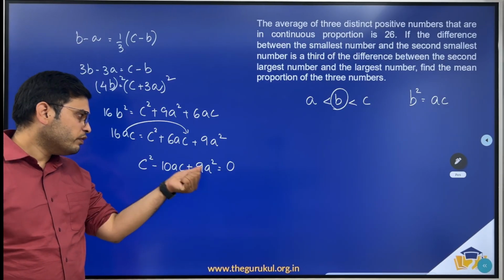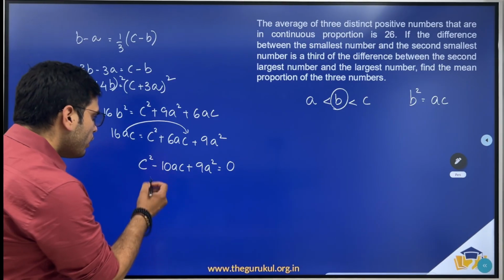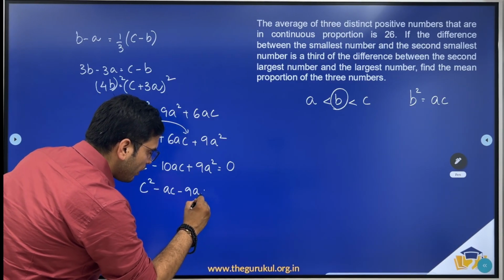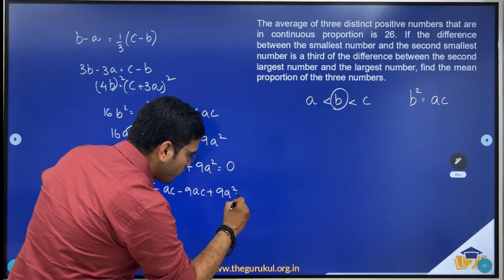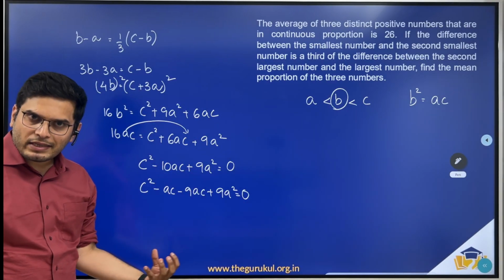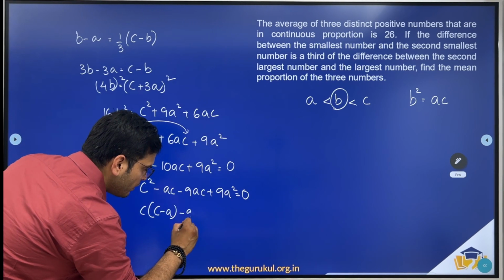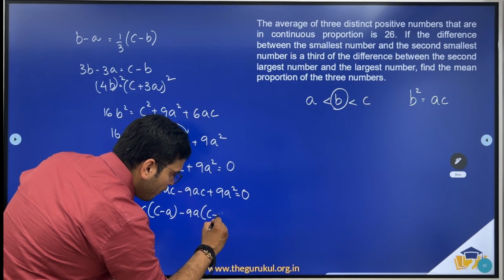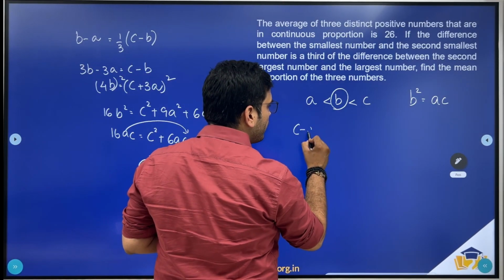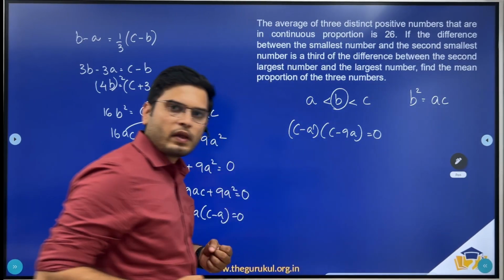Now what is the product of these two? 9A square C square, and the sum should be minus 10AC. So this is nothing but C square minus AC minus 9AC plus 9A square is equal to 0. This is a quadratic equation, right? So I am just factorizing this quadratic equation. If I take C common, you will have C minus A. If I take minus 9A common, you will have C minus A. Now this is nothing but C minus A into C minus 9A is equal to 0, right?